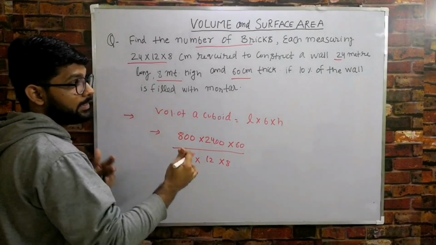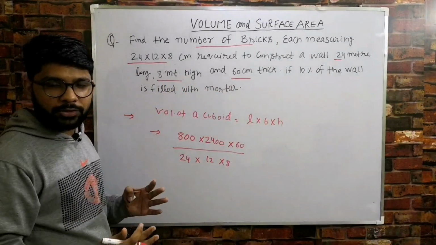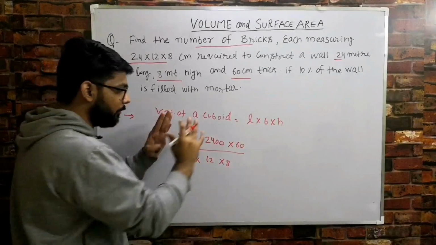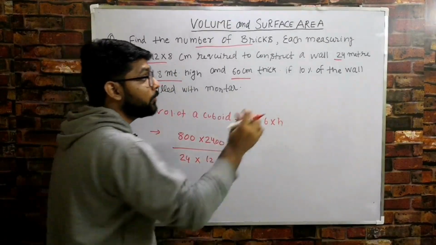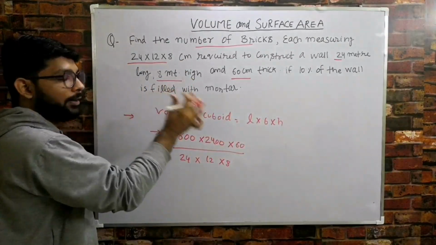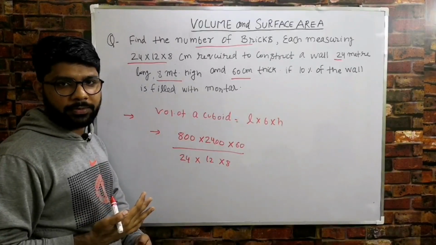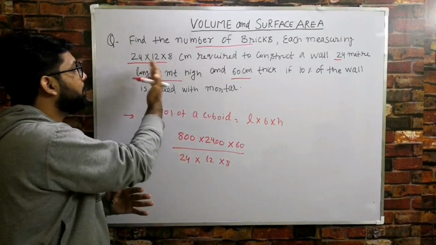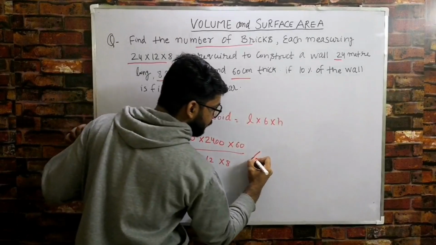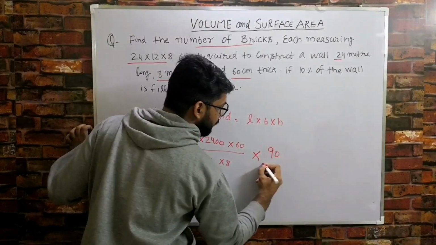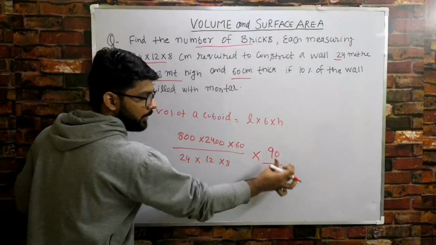So here the catch is, if 10% of the wall is filled with mortar, most candidates will find out these things but will not consider the 10% of the wall. But you have to remember to consider that 10% of the wall is filled with mortar, so only 90% of the wall is left, and we have to find how many bricks are used to form that wall. So we will multiply this by 90 by 100, because only 90% of the wall remains.